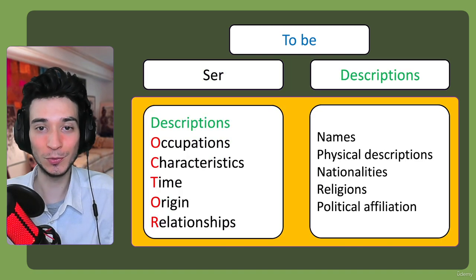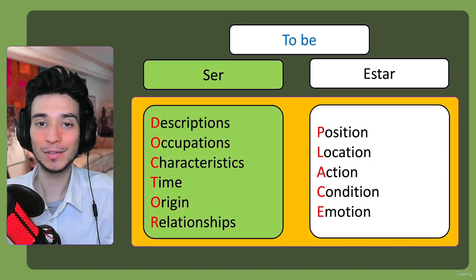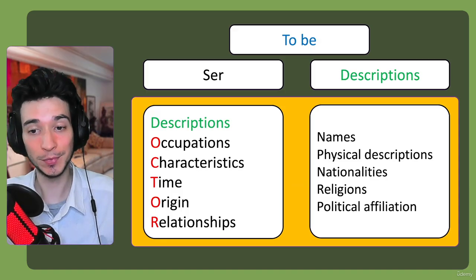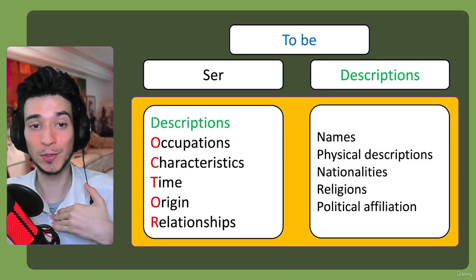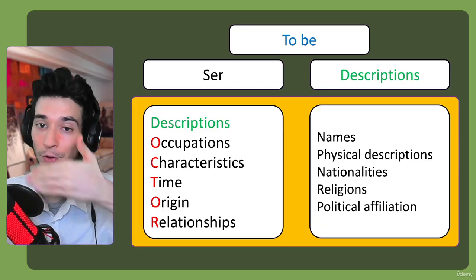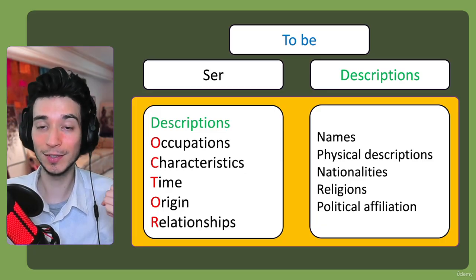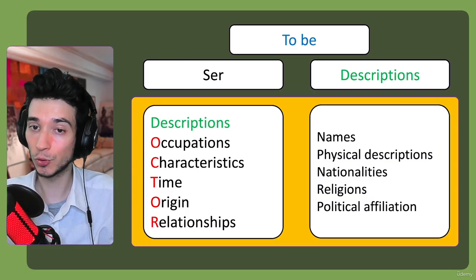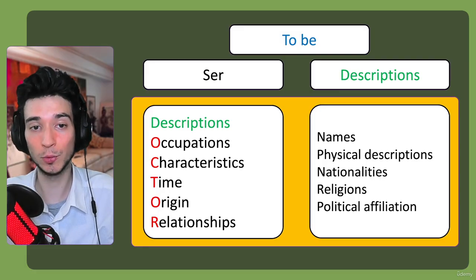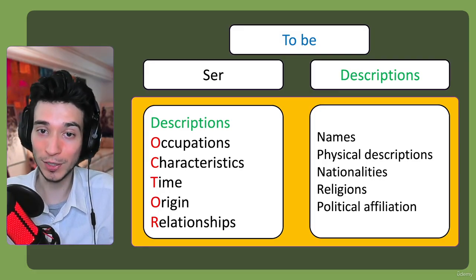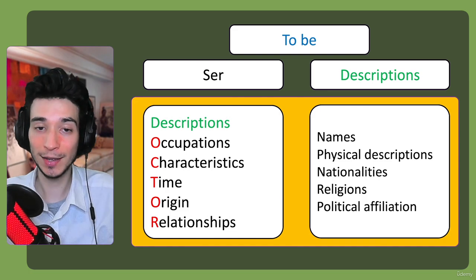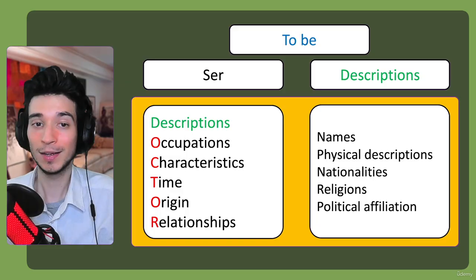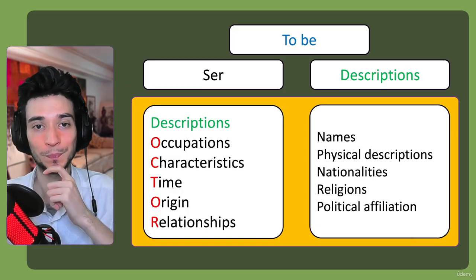So let's focus first on ser. The first one will be descriptions. Descriptions can be names, such as your own name. My name is Hugo, soy Hugo. Also physical descriptions, your nationalities, your religions, or political affiliations. If you are a Democrat or Republican, you would say soy demócrata, soy republicano. If you're Catholic, soy católico. So let's go for the examples.